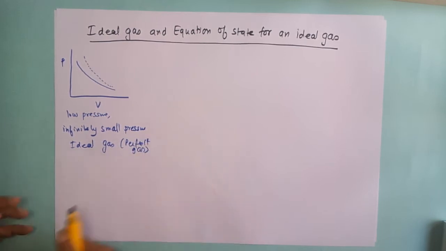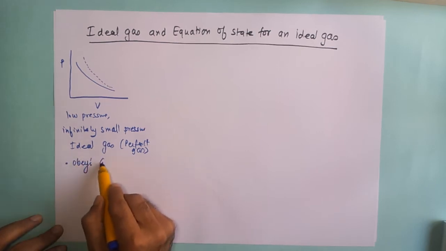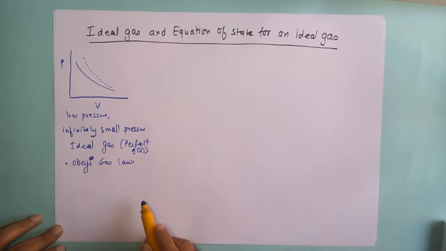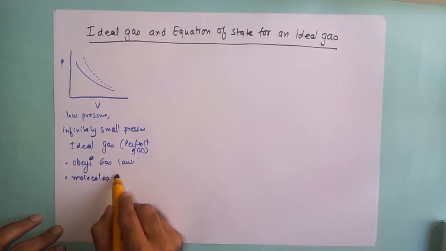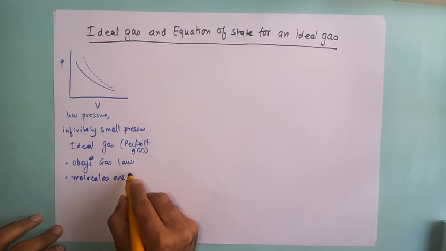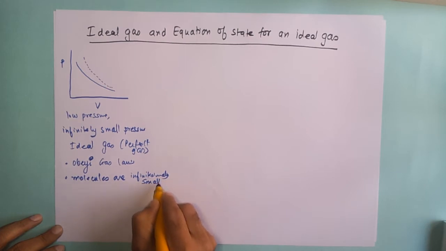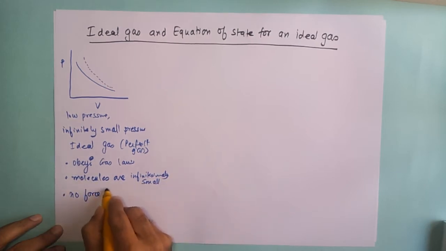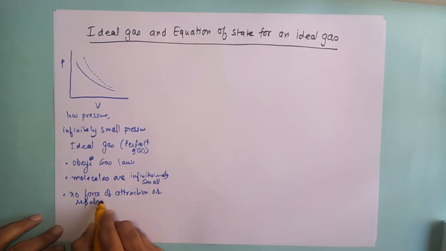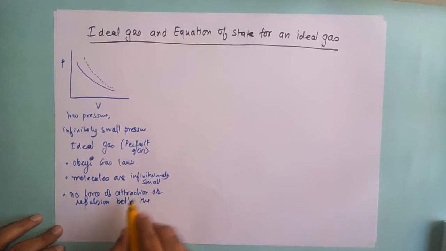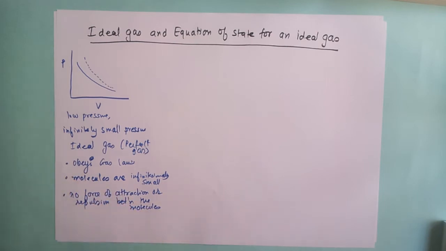There are a few characteristics of this imagined theoretical ideal gas. One, it obeys gas laws. Two, particles or molecules are infinitely small. And three, no force of attraction or repulsion between the molecules. So these are the three properties of this theoretical imagined ideal gas.